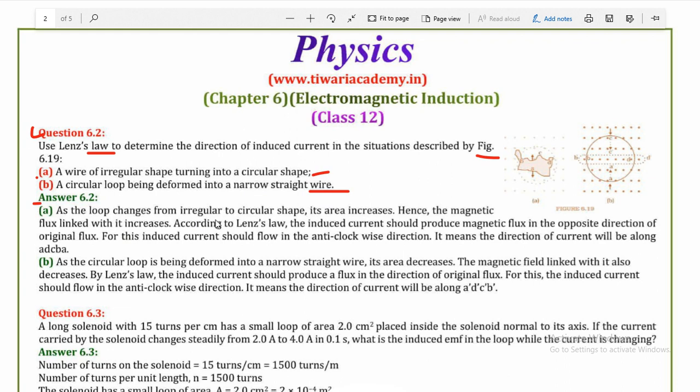As the loop changes from irregular shape to circular shape, its area increases, hence the magnetic flux linked with it increases. According to Lenz's law, the induced current should produce a magnetic field in the opposite direction of the original flux. So for this, induced current should flow in the anti-clockwise direction. It means the direction of current will be along A, B, C, D, A. So you can see here the direction A, D, C, B, A. This is the direction, that is anti-clockwise direction. Okay.